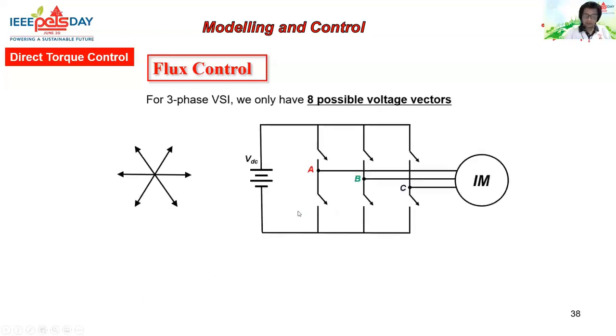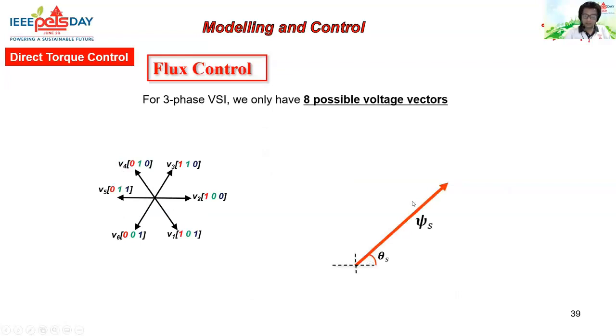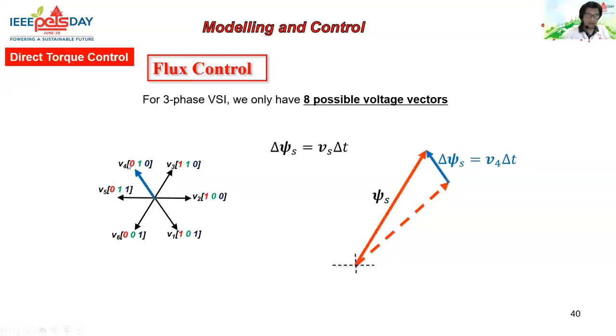There are 8 possible voltage vectors available for us to select from the 2-level 3-phase voltage source inverter, right? For example, if this is a stator flux vector there, and I want to control the change or the directions of the profile of this stator flux vector, then I can choose a voltage vector, for example, V4 there. This is the switching state of this 3-phase voltage source inverter. By doing that, I will direct the stator flux to a new position.